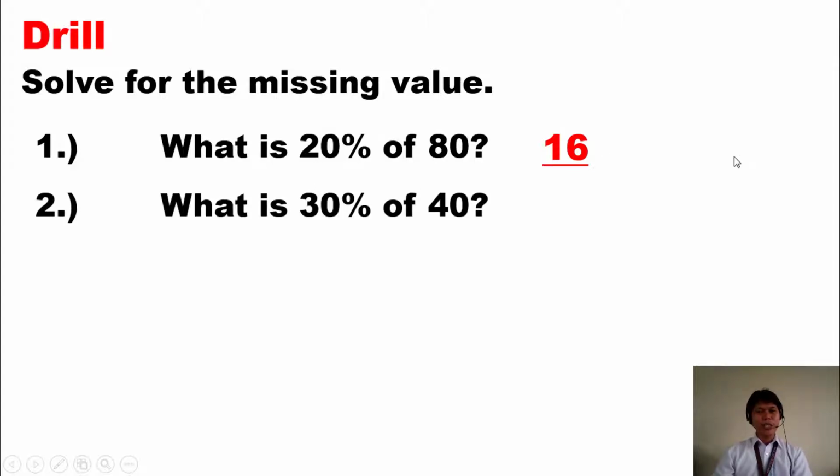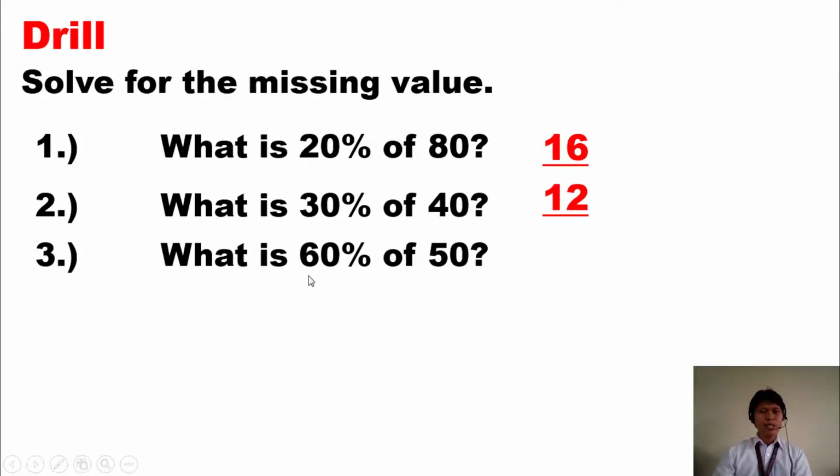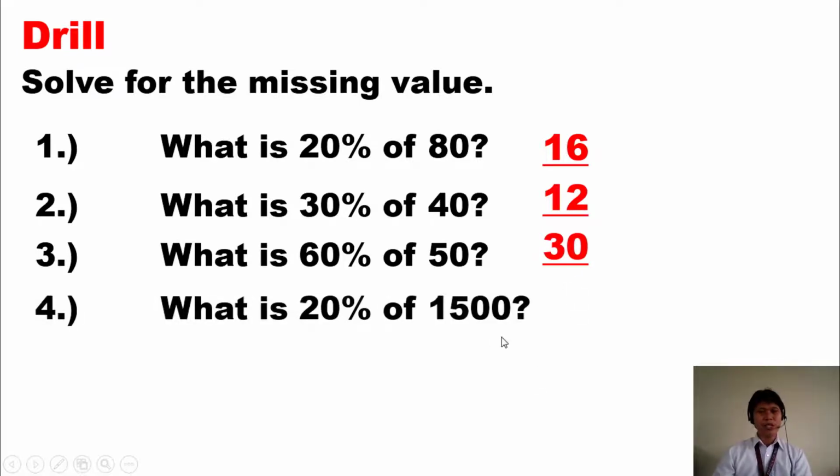Okay, number two, what is 30% of 40? Okay, so obviously it is 3 times 4, which is 12. Next, what is 60% of 50? Okay, it's 30, of course, 6 times 5. Number 4, what is 20% of 1,500? Okay, so 150 times 2 is 300.